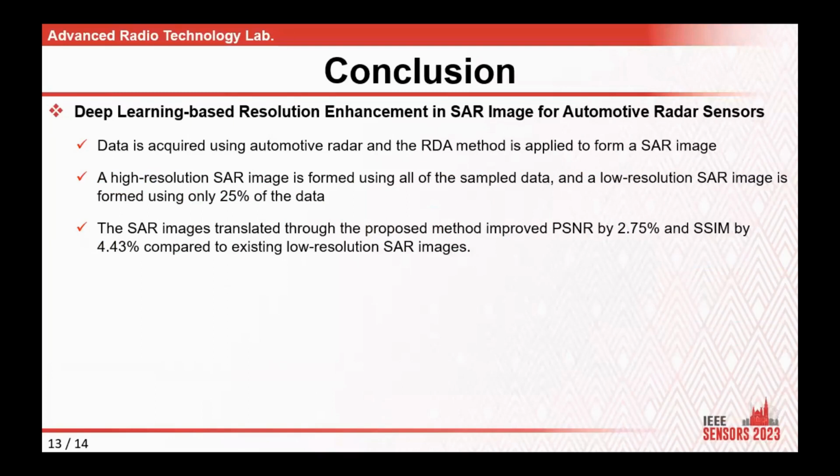This is the conclusion of this presentation. To summarize this study, it is as follows. Data is acquired using automotive radar, and the RDA method is applied to form a SAR image. According to the sample data, high-resolution SAR images and low-resolution SAR images are formed. Then, UNIT GAN learning is performed using data from each domain. After learning was completed, the SAR images translated through the proposed method improved PSNR by 2.75% and SSIM by 4.43% compared to existing low-resolution SAR images.